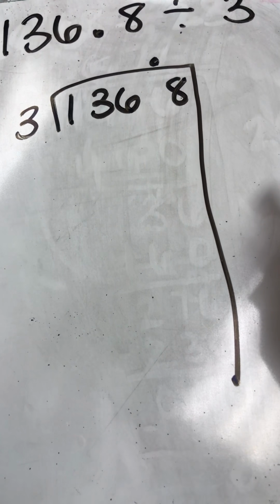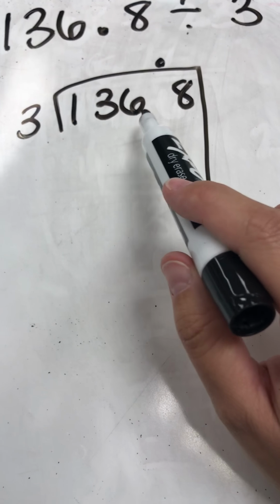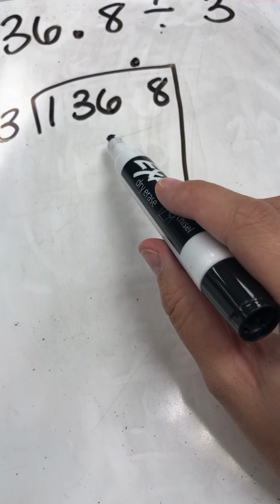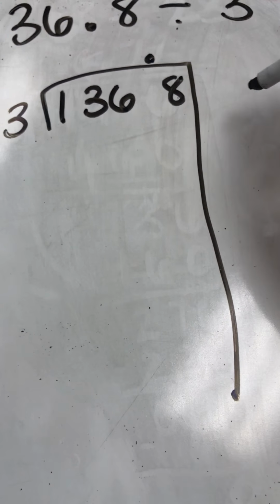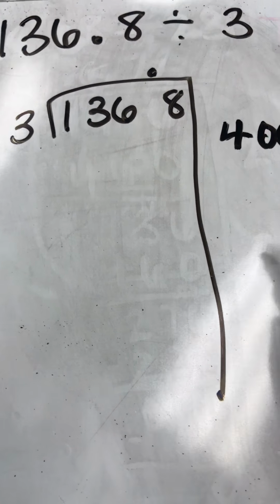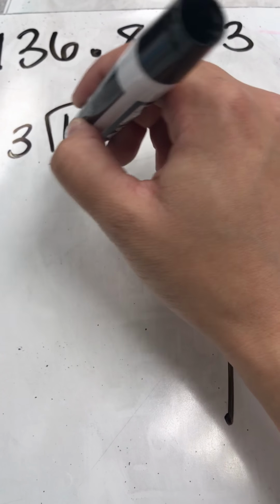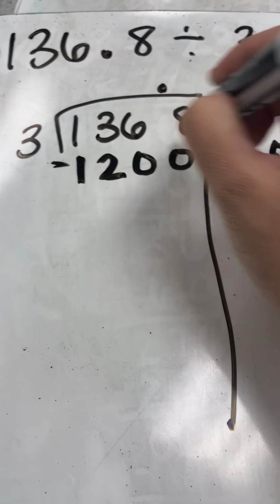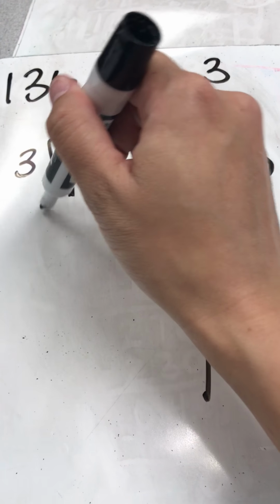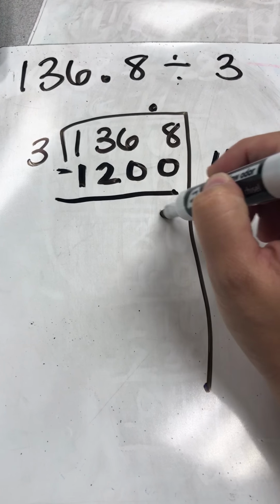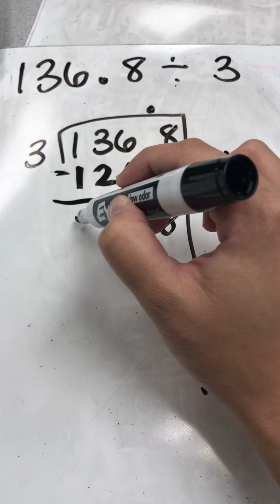Well, I know 3 times 100 would give me 300. I think I could go larger than that. I know 3 times 3 would give me 9. I know 3 times 4 would give me 12. Could I do 3 times 400? That would give me 1,200. That would probably be as close as I can get while using numbers that are in my head. We said 3 times 4 gives me 12, and then I have 2 more zeros here. When I subtract, I do 8 minus 0 is 8, 6 minus 0 is 6, 3 minus 2 is 1, and 1 minus 1 is 0.